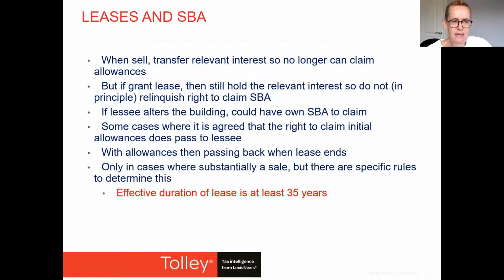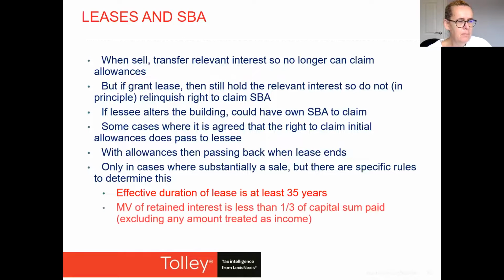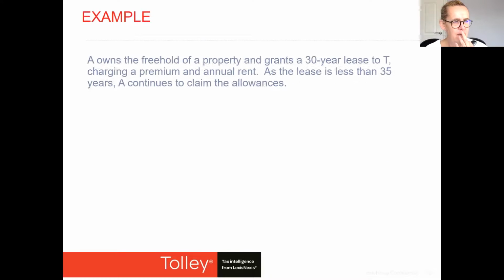So if the lease is for a period of at least 35 years, and the market value of the retained interest, so the freehold reversionary interest to that lease, is less than 1/3 of any capital sum paid for the acquisition of the lease. If it's exactly 1/3, then the condition is not met. So let's have a look at an example of that.